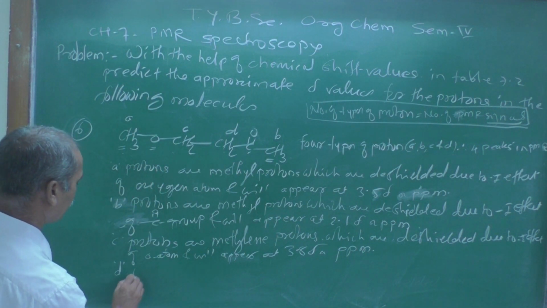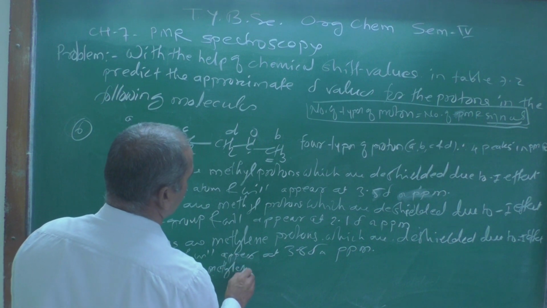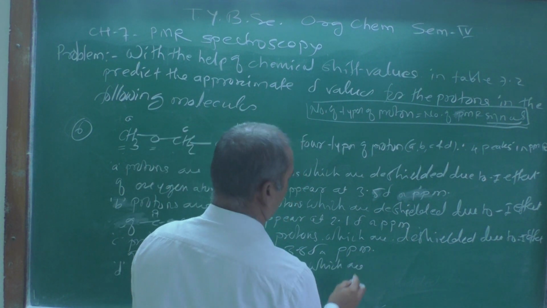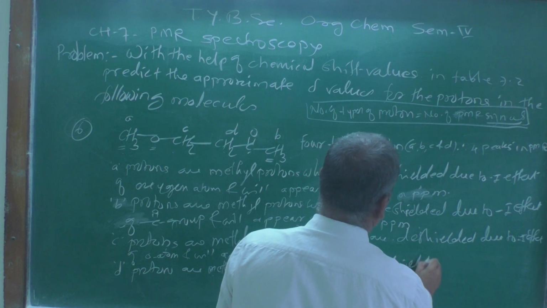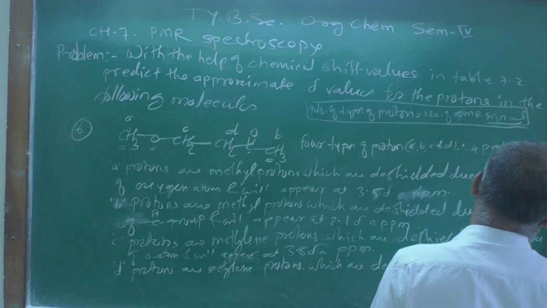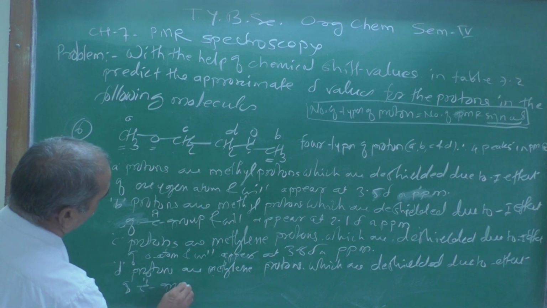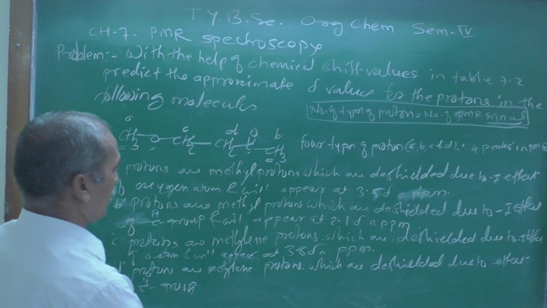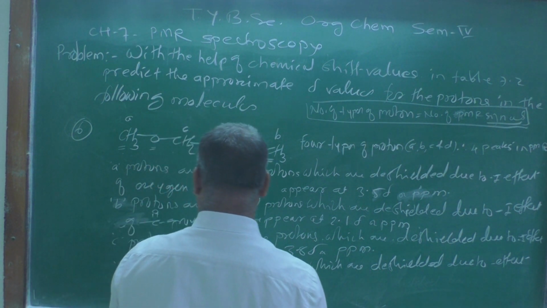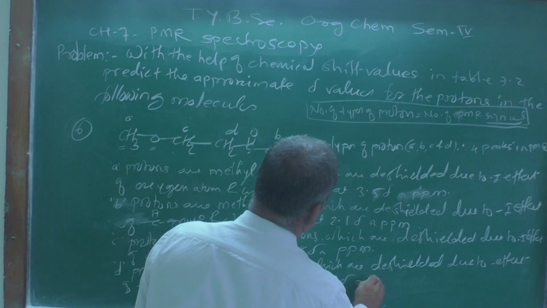D protons are methylene protons which are deshielded due to minus I effect of carbonyl group, and will appear at 2.5 delta or ppm.